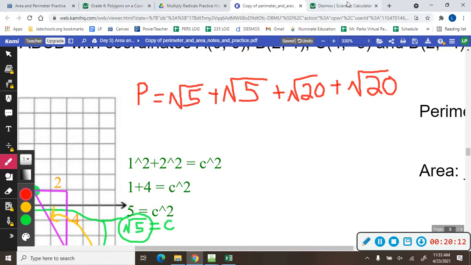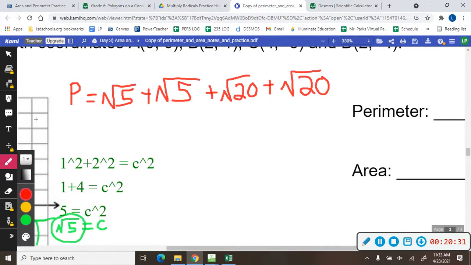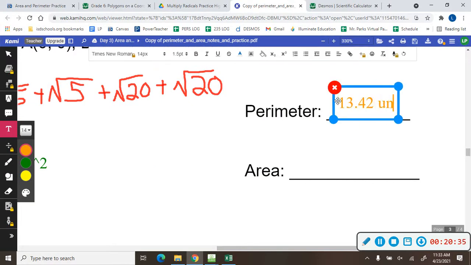So I would just type this in your calculator. Square root of 5 plus square root of 5 plus square root of 20 plus square root of 20. And you get around 13.42. So I'd say the perimeter is 13.42 units, approximately.